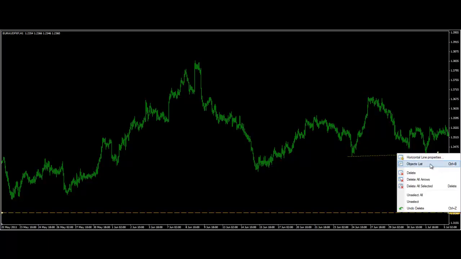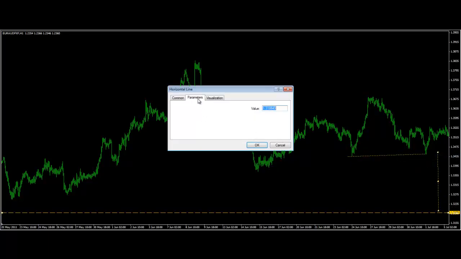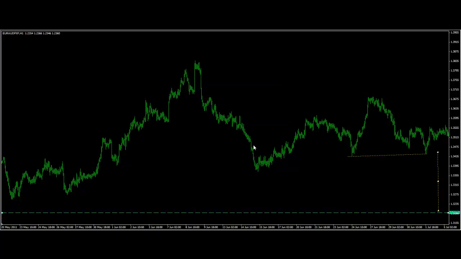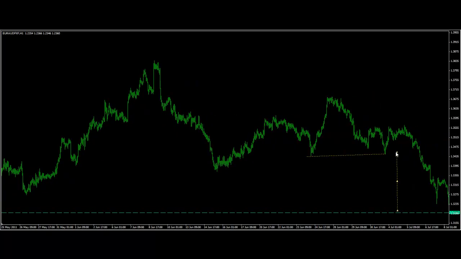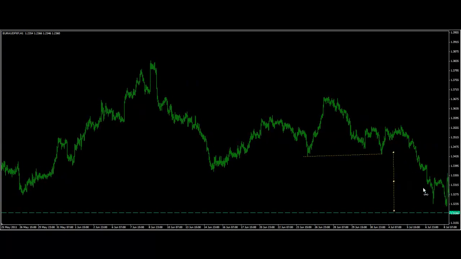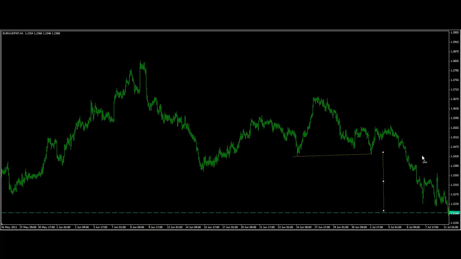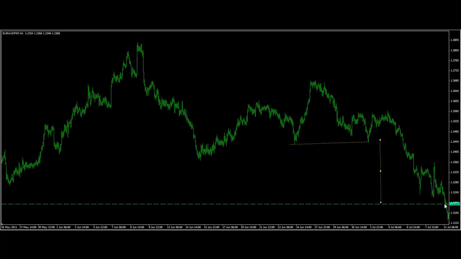And we're going to delineate the blue line as this initial move. So you can see price did meet that. Now let's go back.